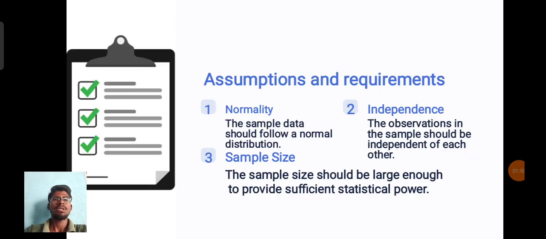Assumptions and requirements. Normality. The sample data should follow a normal distribution. Independence. The observations in the sample should be independent of each other. Sample size. The sample size should be large enough to provide sufficient statistical power.